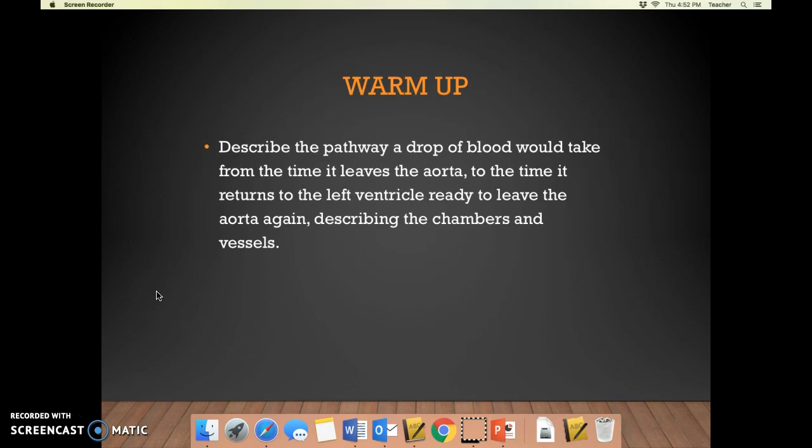So, warm up. I want you to describe the pathway a drop of blood would take from the time it leaves the aorta to the time it returns to the left ventricle, ready to leave the aorta again, and describe the chambers and the vessels. So somewhere on your paper, I want you to pause the video and write this down, and then I will tell you the answer because it's on the next slide, so you can't skip to it. So you have to listen to my voice.